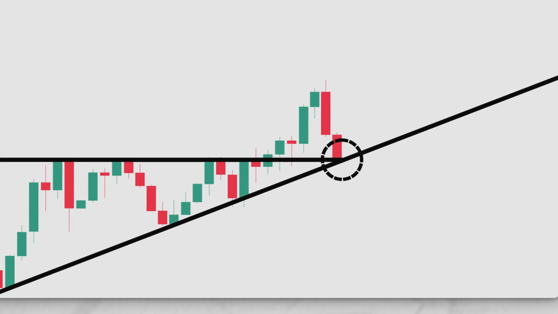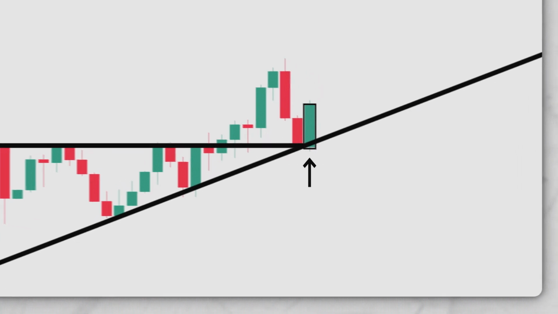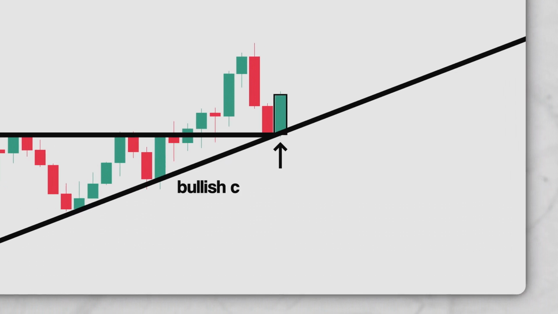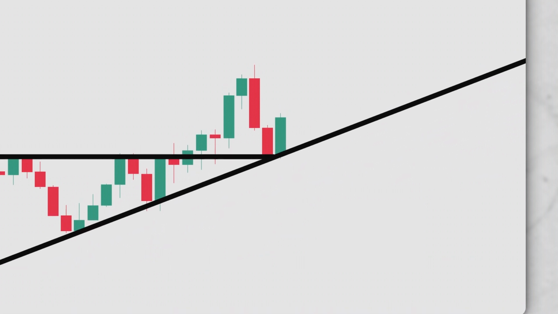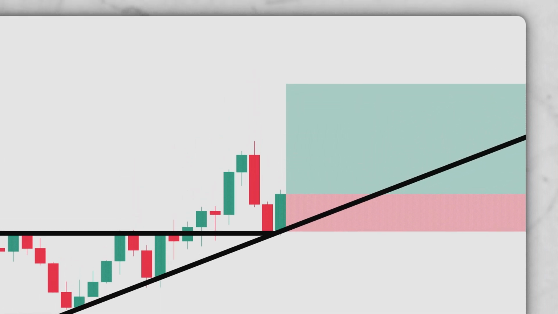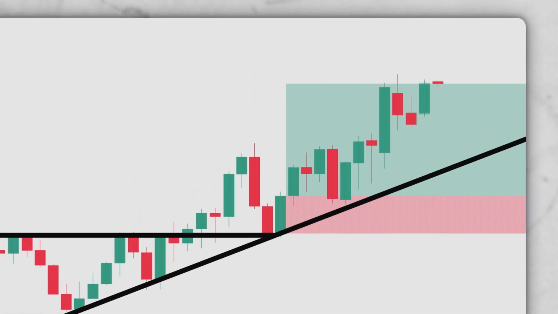As you already know, we do not enter the trade immediately. We always wait for confirmation. In this case, the confirmation comes in the form of a bullish candle closing after price touches the confluence area. After the confirmation, we enter a long position. The stop loss is placed slightly below the confirmation candle. The take profit is set at 3 times the stop loss distance.